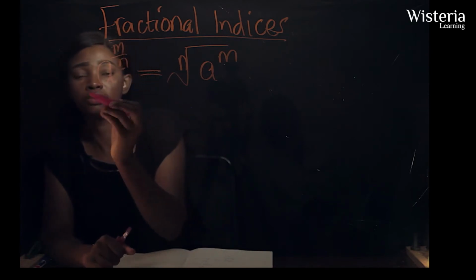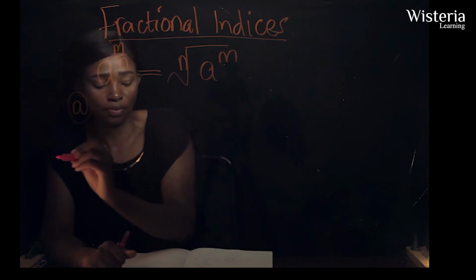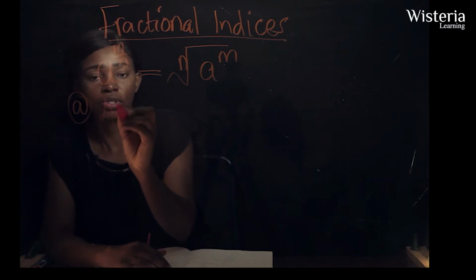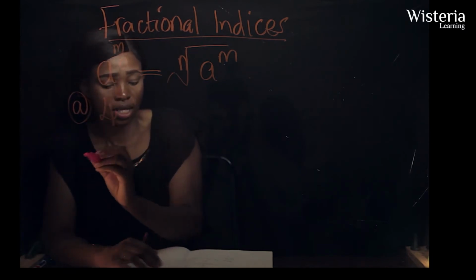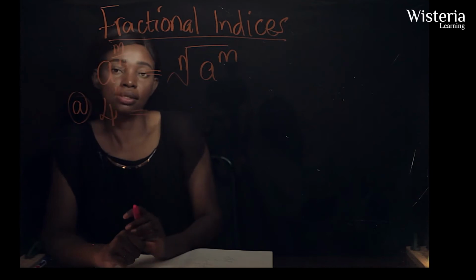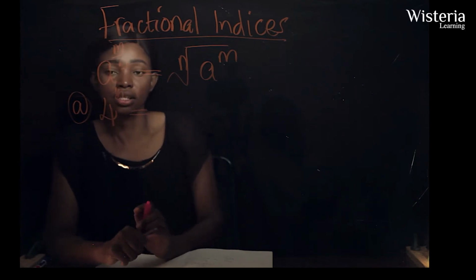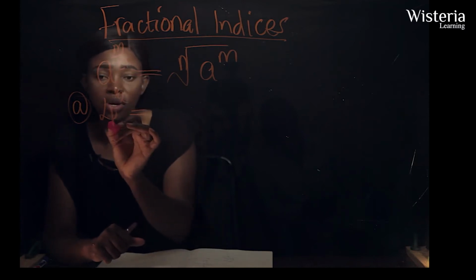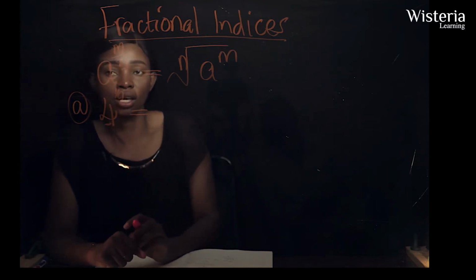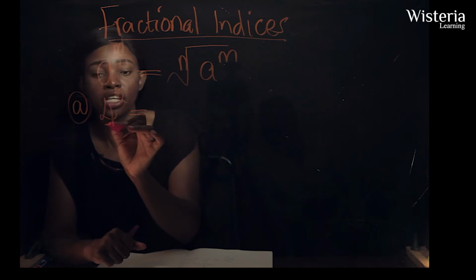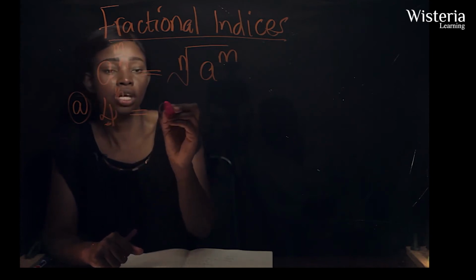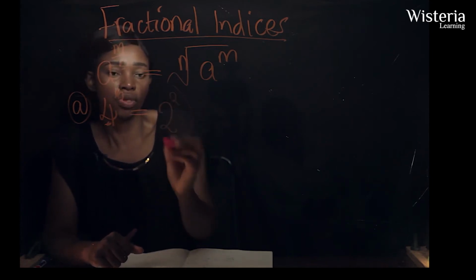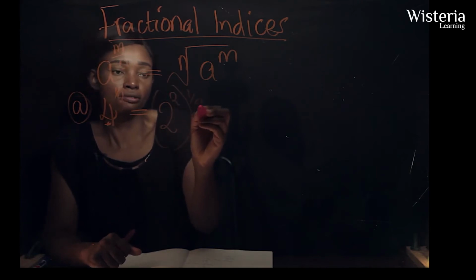For example, we have 4 to the power half. This can be solved in two ways. It can either be, we express 4 in another way without changing the meaning. 4 expressed in index form will be 2 to the power 2, all to the power half.